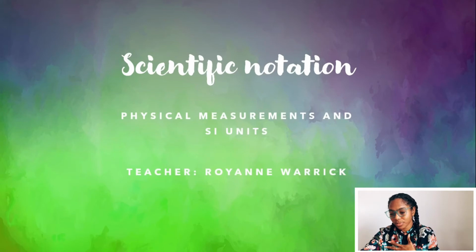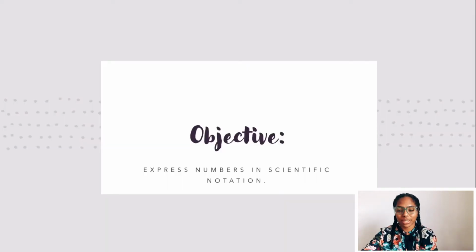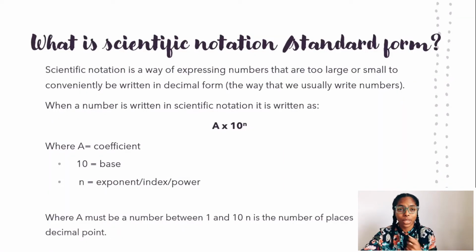So what is our learning objective? Our objective of this video is to express numbers in scientific notation. So hopefully at the end of this video you'll know how to do that. Before we can actually convert things or express things in scientific notation, we have to actually know what scientific notation is.